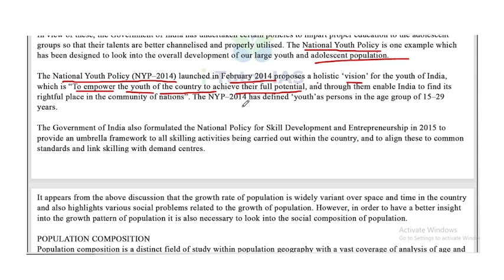The NYP 2014 has defined youth as a person in the age group of 15 to 29 years. Now, the Government of India also formulated the National Policy for Skill Development and Entrepreneurship in 2015 to provide an umbrella framework to all skilling activities being carried out within the country and to align these to common standards and link skilling with demand centers.